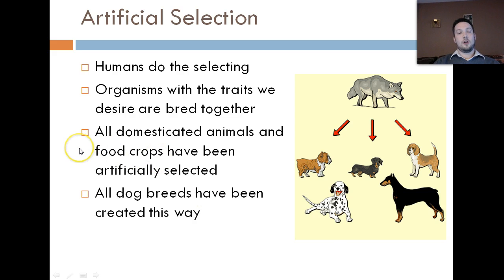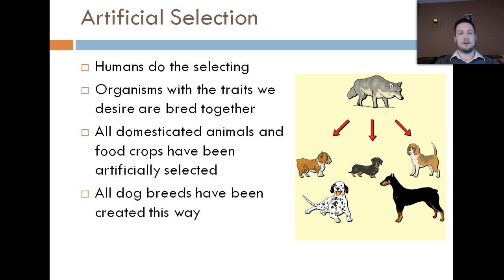Okay, all domesticated animals, dogs, cats, livestock, sheep, pigs, cows, all of these things have been selectively bred by humans so that we get what we want out of them. If we're talking about livestock, it usually means we want them to be healthy, and we want them to be cooperative, and we want them to produce a lot of meat.